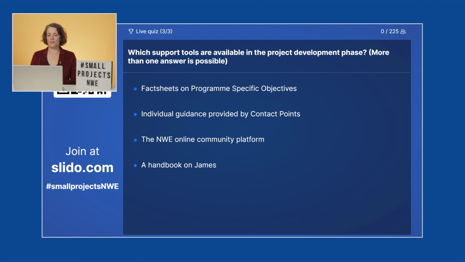Which support tools are available in the project development phase? More than 1 answer is possible. So there are fact sheets on program-specific objectives, individual guidance provided by contact points, the NWE online community platform, and a handbook on James. So this is a tricky one. We'll see if you were paying attention. Give you a couple more seconds to answer the question. There are still answers coming in. Okay, can we see the results, please?